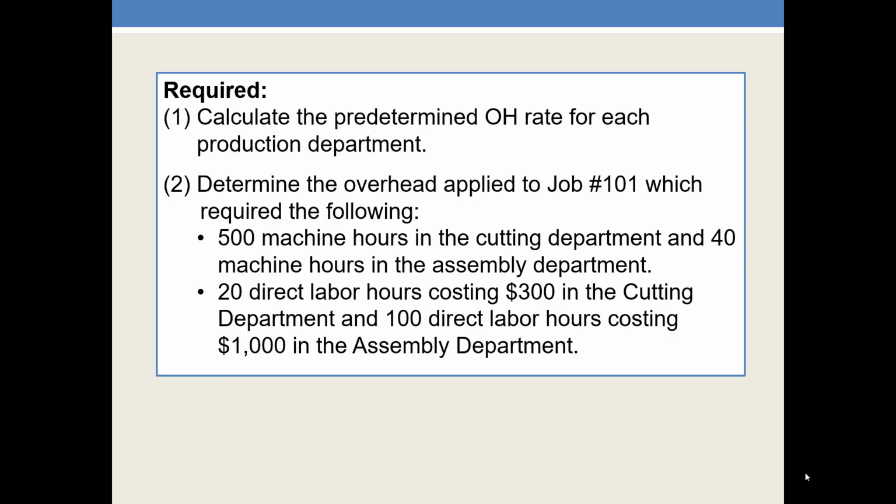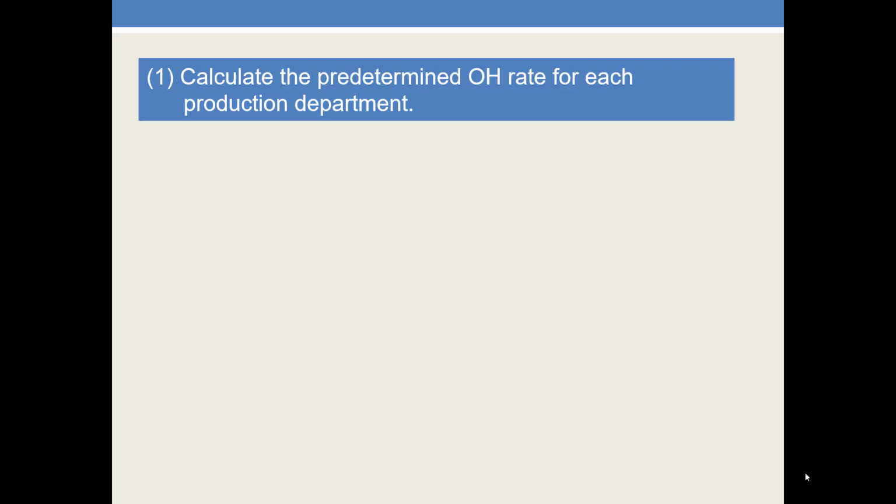We'll first calculate the predetermined overhead rate for each production department. Then we'll apply overhead to Job 101 based on the activity that was actually incurred for that job. Let's focus on Part 1 first. Calculate the overhead rate.